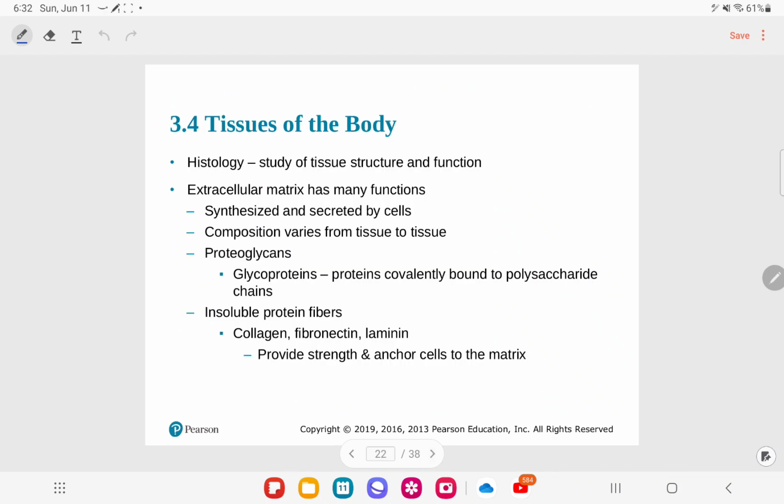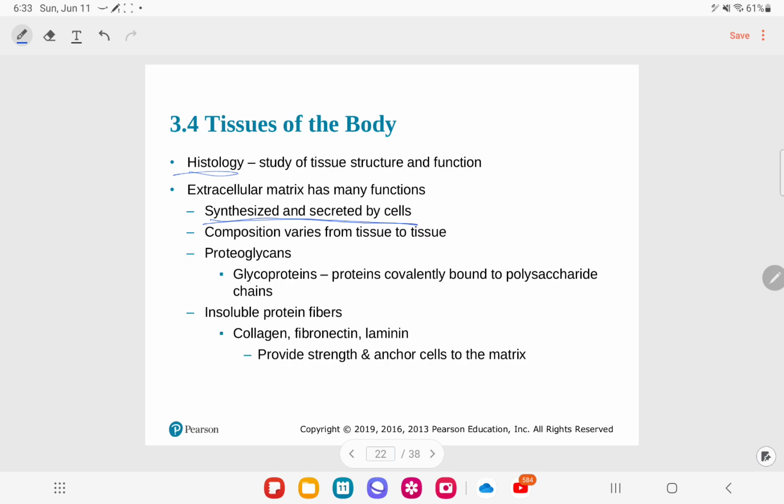So when we're looking at different tissues of the body, remember that histology is the study of tissue structures and functions, right? Cytology is the study of cells. The extracellular matrix is going to have many functions, right? It is synthesized and secreted by the cells, and the extracellular matrix is outside the cell, right?